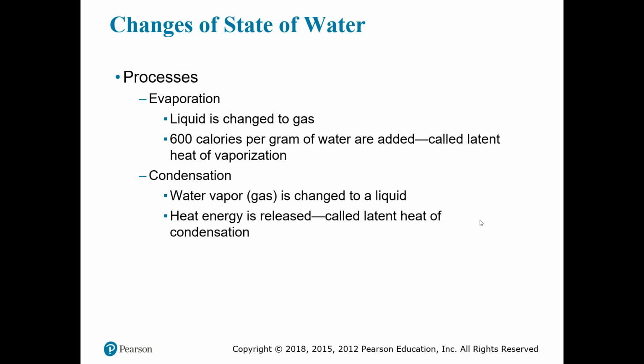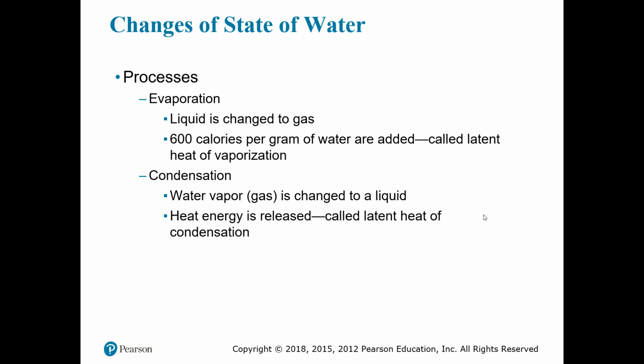So evaporation is liquid changing to the state of gas. We have to add energy in, and I think that should make sense to us. If we're trying to boil water, for example, we have to add in energy. As we add in that energy, let's say to a pot of boiling water, it gets to about 100 degrees Celsius. That's the boiling point of water. And we have to add in extra energy in order to get that water to actually change into water vapor. The amount in order to change 1 gram of water into gas is 600 calories, and that is called the latent heat of vaporization.